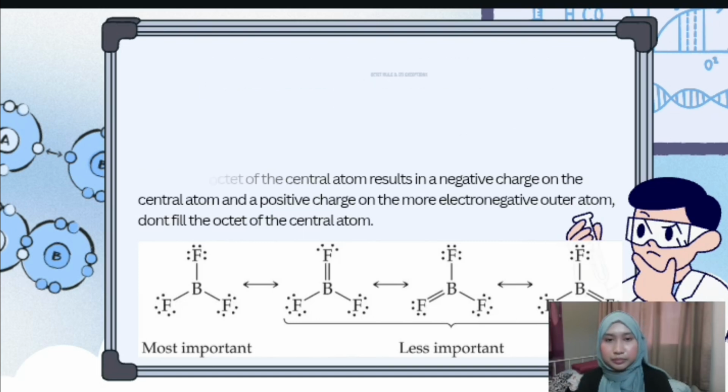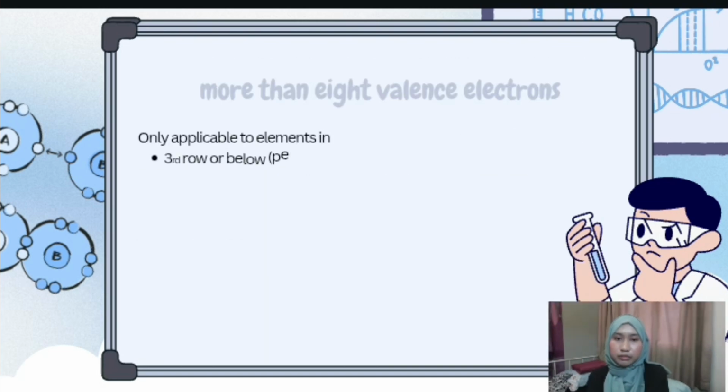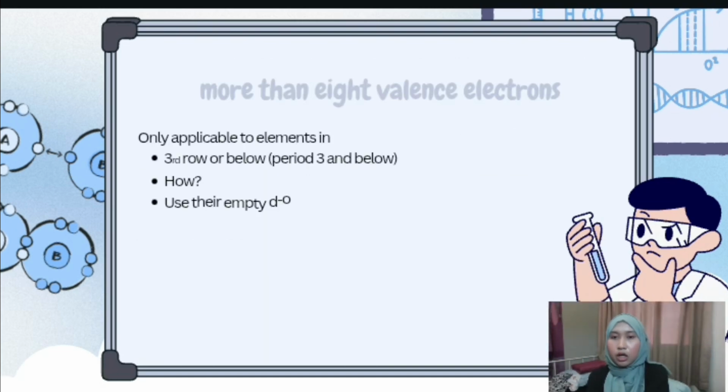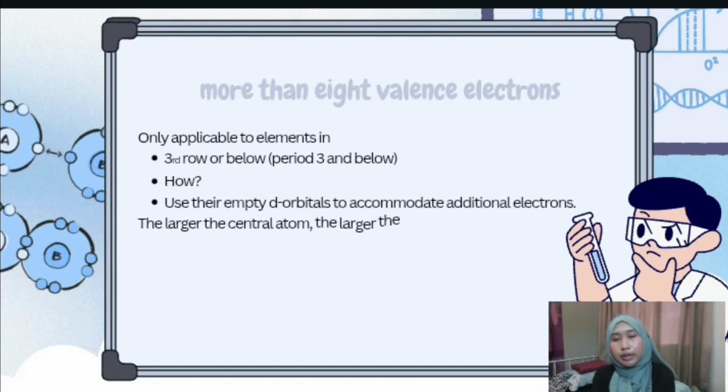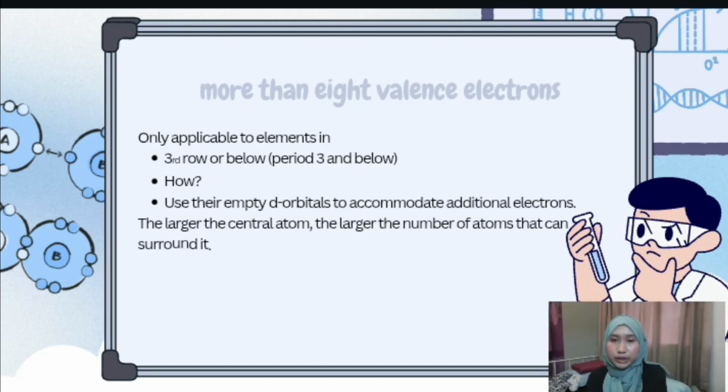Okay. So for more than 8 valence electrons, which is the expanded octet, it is only applicable to elements in third row or below, which means period 3 and below. How? They use their empty orbitals to accommodate additional electrons, which means like we can say the larger the central atom is, the larger the number of atoms that can surround the central atom. I guess that's all from me.